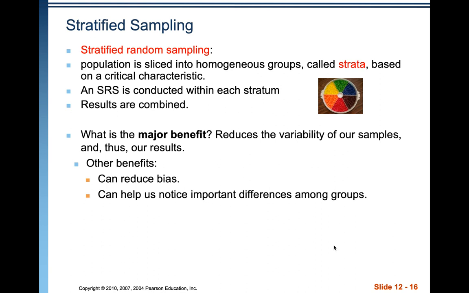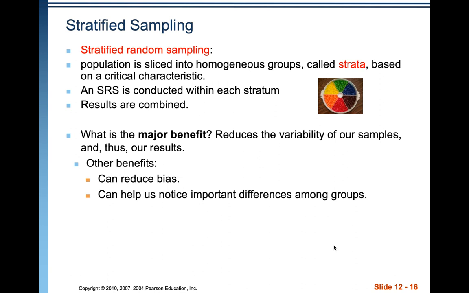Okay, one way to modify simple random sampling is by using stratified random sampling. This is when the population is sliced into homogeneous groups called strata based on a critical characteristic. And by critical characteristic, that's going to be some characteristic that we think will affect the response.